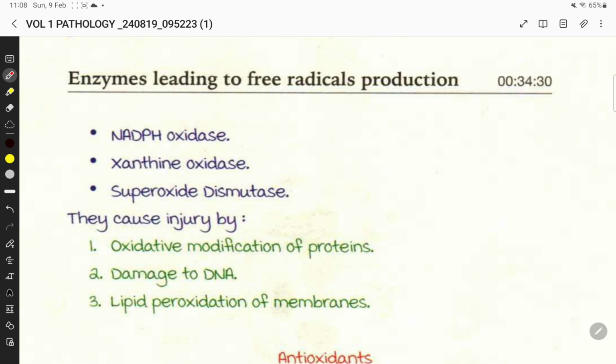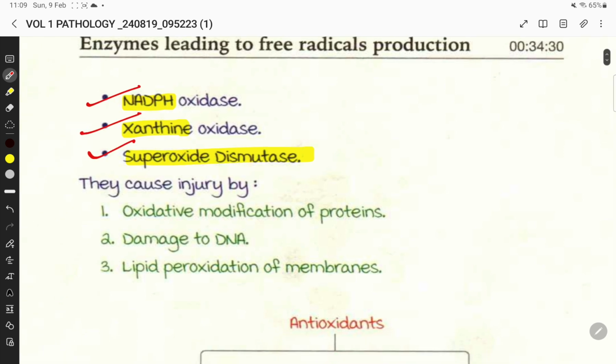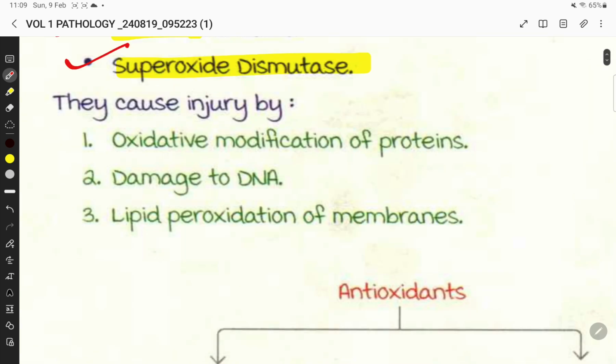The enzymes that lead to free radical production are NADPH oxidase, xanthine oxidase, and superoxide dismutase. They cause injury by oxidative modification of protein, damage to DNA, and lipid peroxidation of membranes.